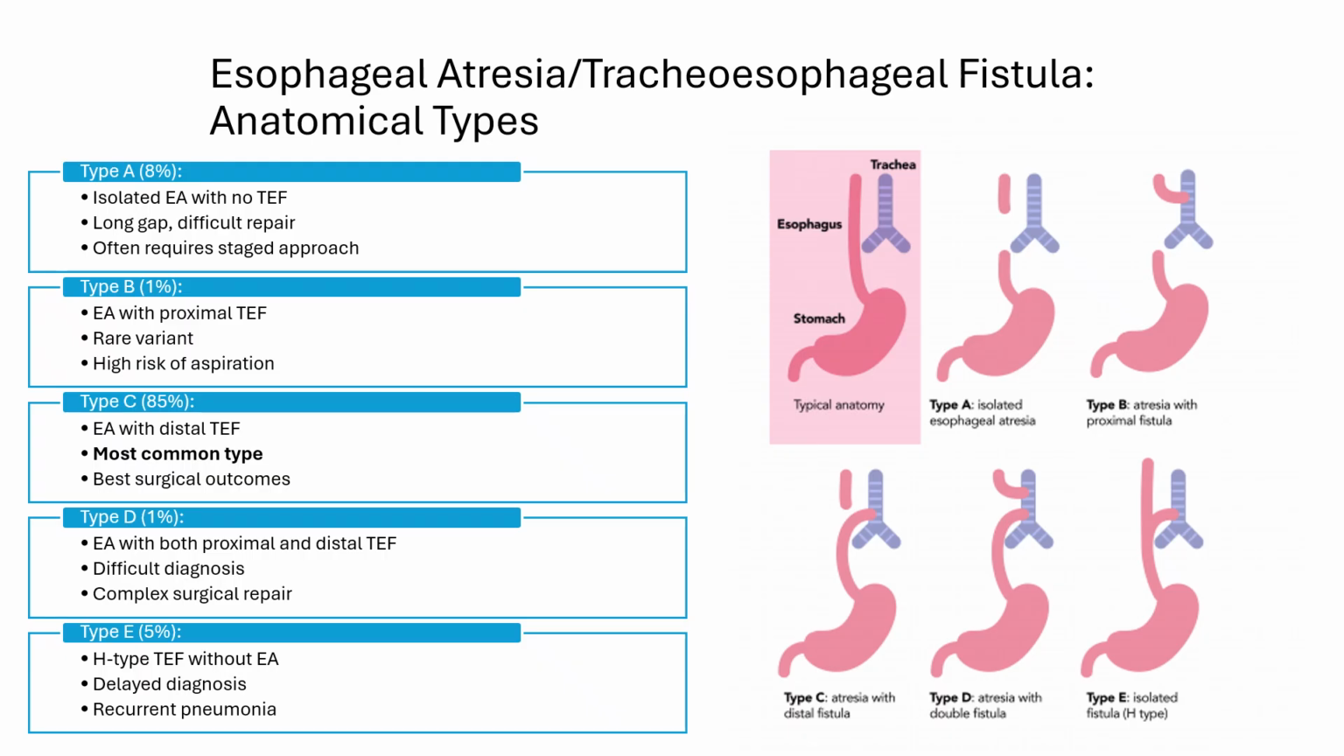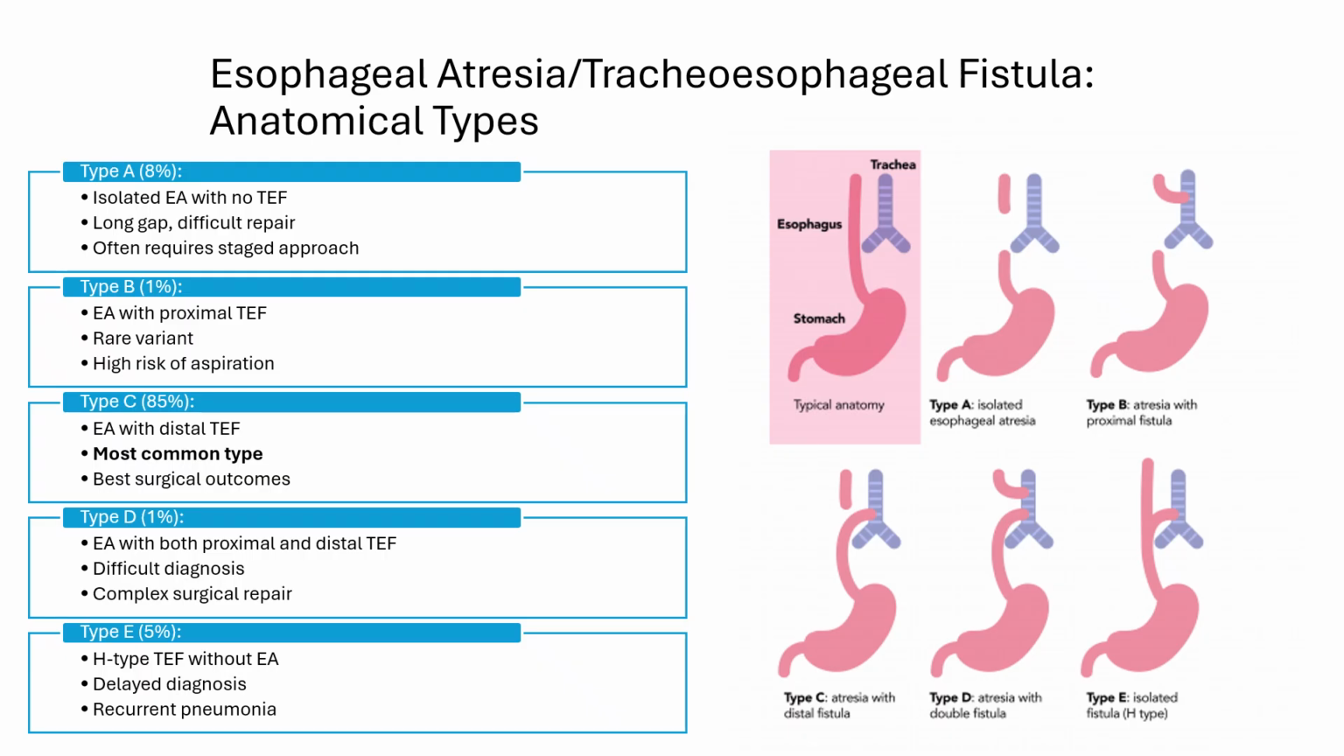Type A represents the most challenging variant, isolated EA with no fistula. These babies have a long gap between the esophageal pouches with no connecting anatomy. 8% of cases, but they often require staged surgical approaches because you can't simply connect the ends.